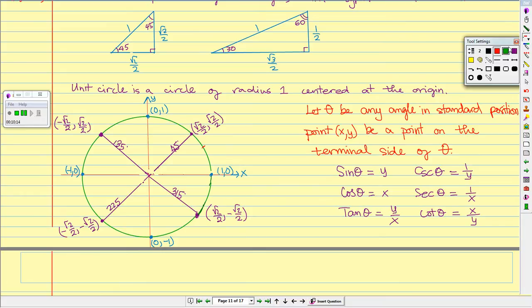Oh, red might not be a great idea. Okay, next I'm going to sketch the terminal side. I don't want to go with red because it will be confusing. Let's go with black. Okay, so this will be the terminal side of the acute angle 30 degrees.